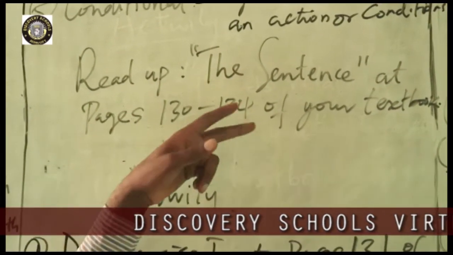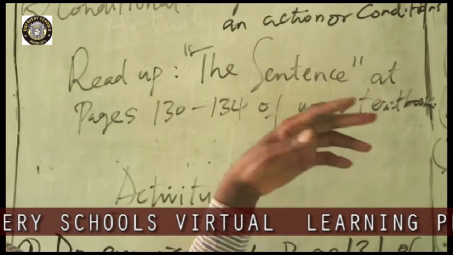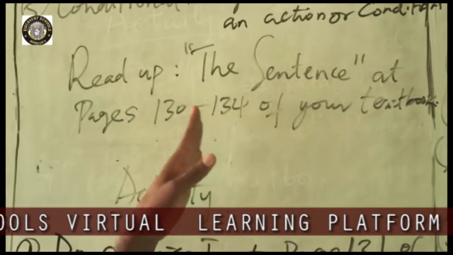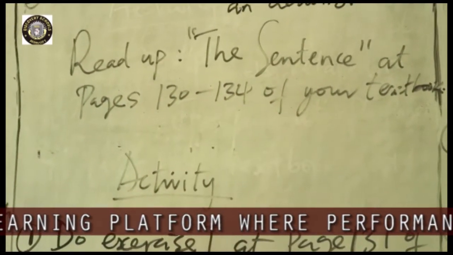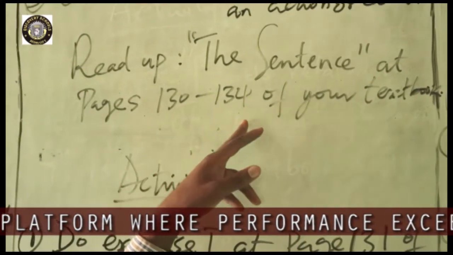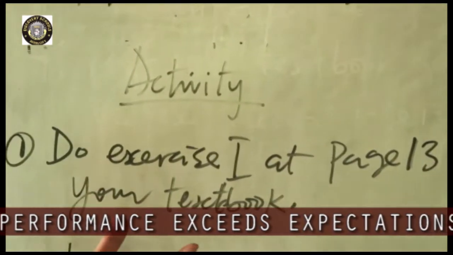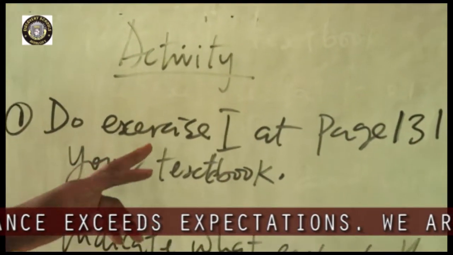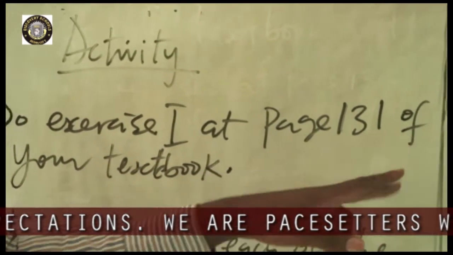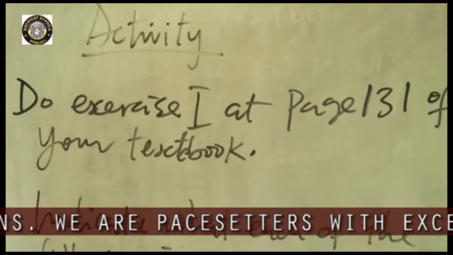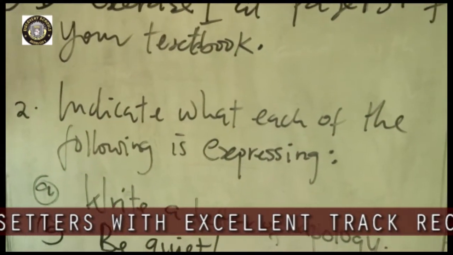So quickly you're going to read out the sentence. That's the topic at pages 130 to 134 of your textbook. Once you open to page 130, you will see the sentence as a topic. Read through the notes under the sentence at pages 130 to 134 of your textbook. And then you will do this activity for me. Activity number 1, you will do exercise 1, that's Roman numeral 1, at page 131 of your textbook. You will see it there. Is that okay?